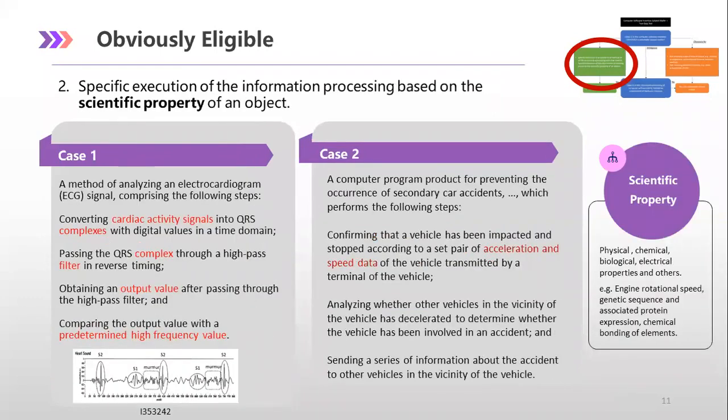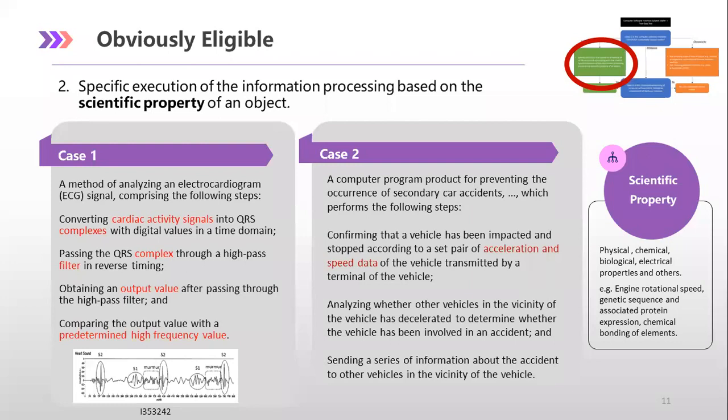Now, here is another pair of cases for specific execution of information processing based on the scientific property of an object. The case on the left, case one, is about an analytical method for ECG, which you can see in the picture at the bottom. It's a medical test that detects heart problems by measuring the electrical activity generated by the heart.